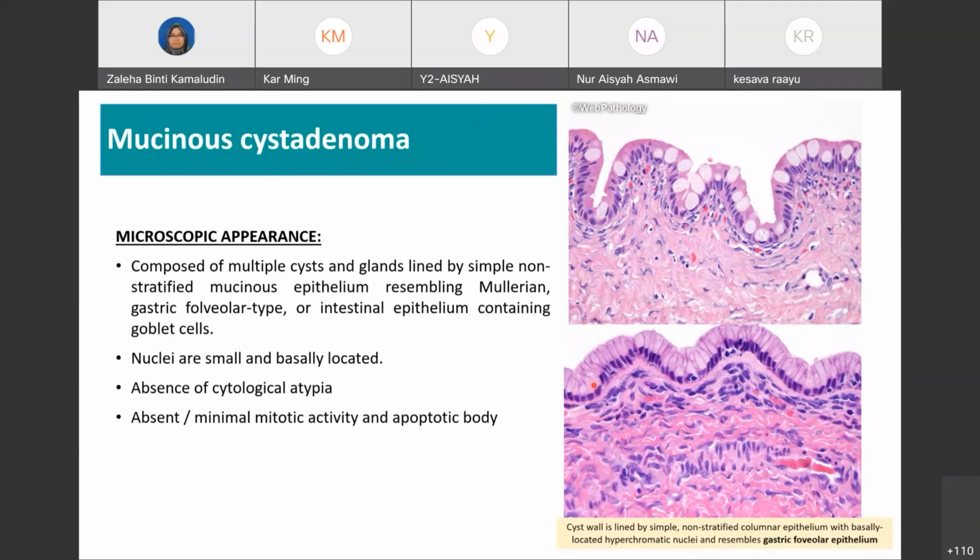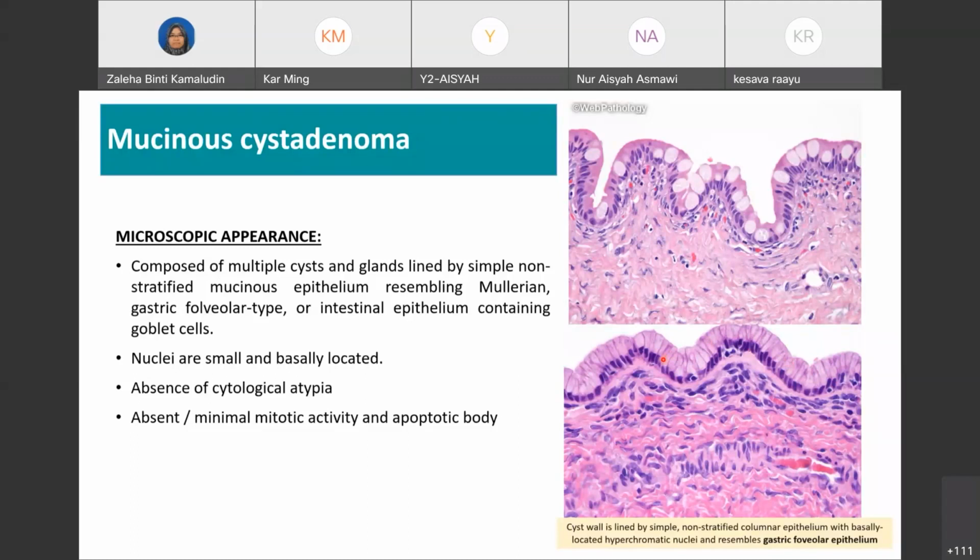Another one can resemble the stomach, the gastric foveolar epithelium. It has a simple cuboidal epithelium with basally located nuclei, and the nuclei are very similar and uniform in size, and it shows an abundance of mucin on the surface.